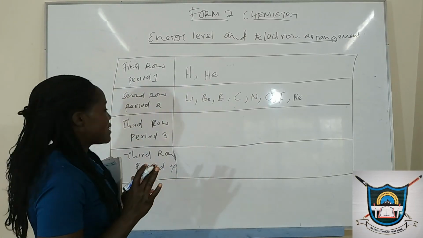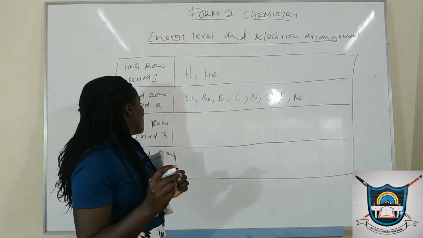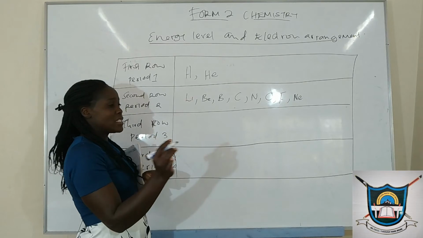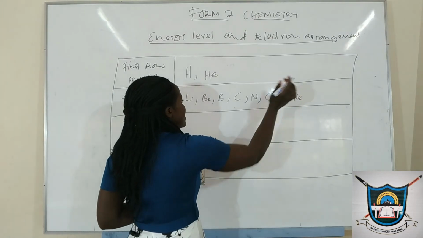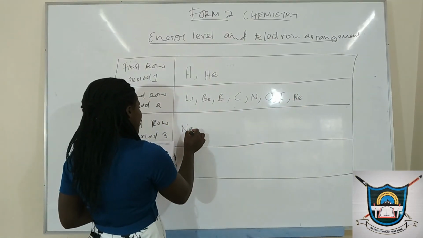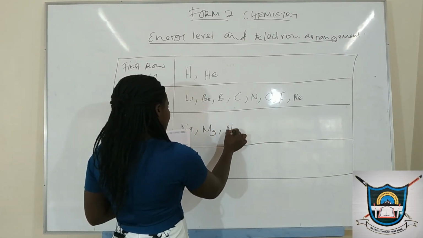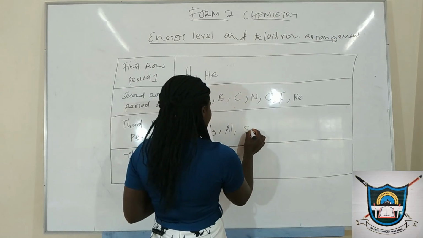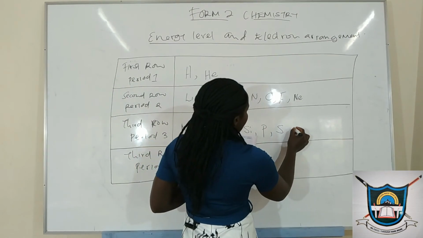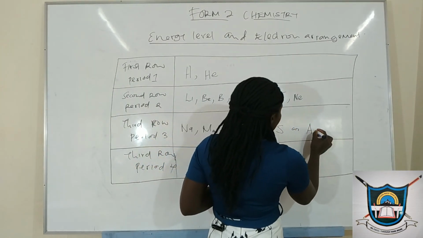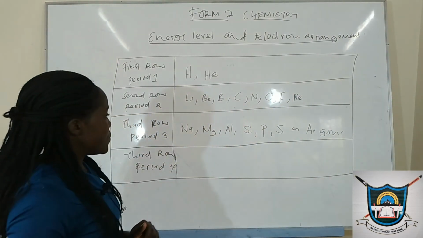If we move to the third row, the elements that will be arranged in the third row are those with 3 energy levels, and they belong to period 3. So this is from neon, which is number 10. So here we have sodium, magnesium, aluminium, silicon, phosphorus, sulfur, and the last one we have there, argon. Those are the elements that belong to period 3.